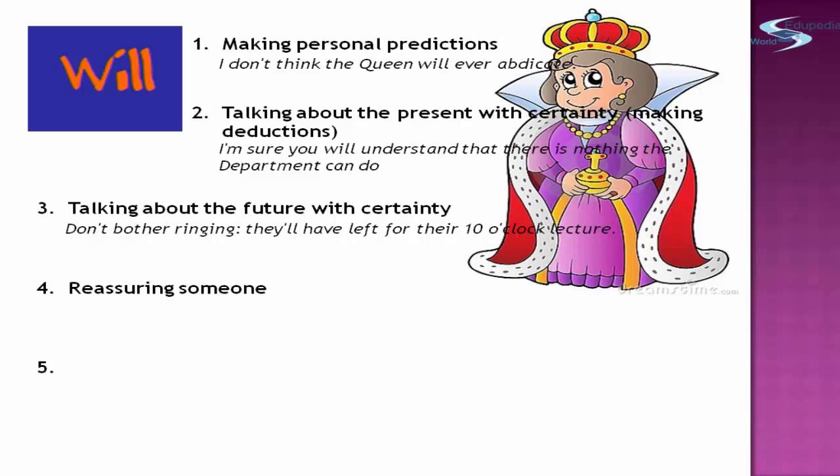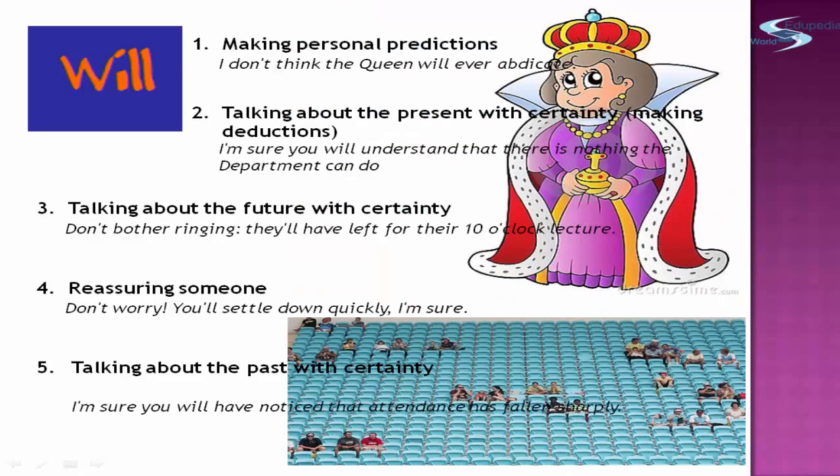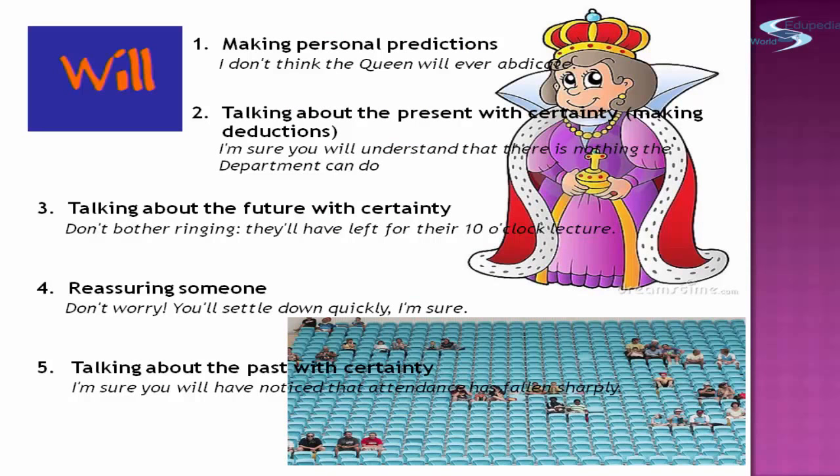The fourth function is for reassuring someone. Don't worry, you'll settle down quickly, I'm sure. Number five, it is for talking about the past with certainty. I'm sure you will have noticed that attendance has fallen sharply.